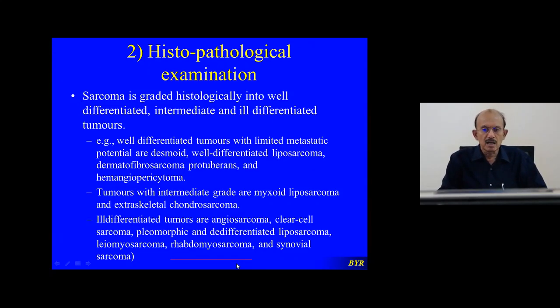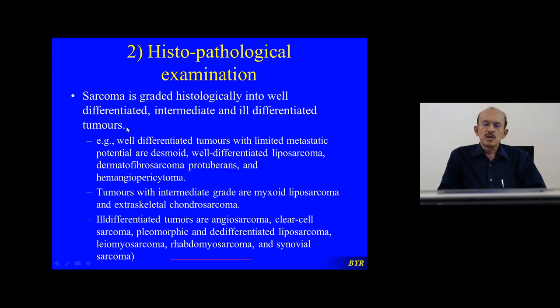Ill-differentiated tumors are angiosarcoma, clear cell sarcoma, pleomorphic and dedifferentiated liposarcoma, leiomyosarcoma, rhabdomyosarcoma, and synovial sarcoma. So don't bother about these things. Just think about only grading. Grading can be done to grade the tumors into differentiated, well-differentiated, intermediate differentiated, and ill-differentiated tumors.